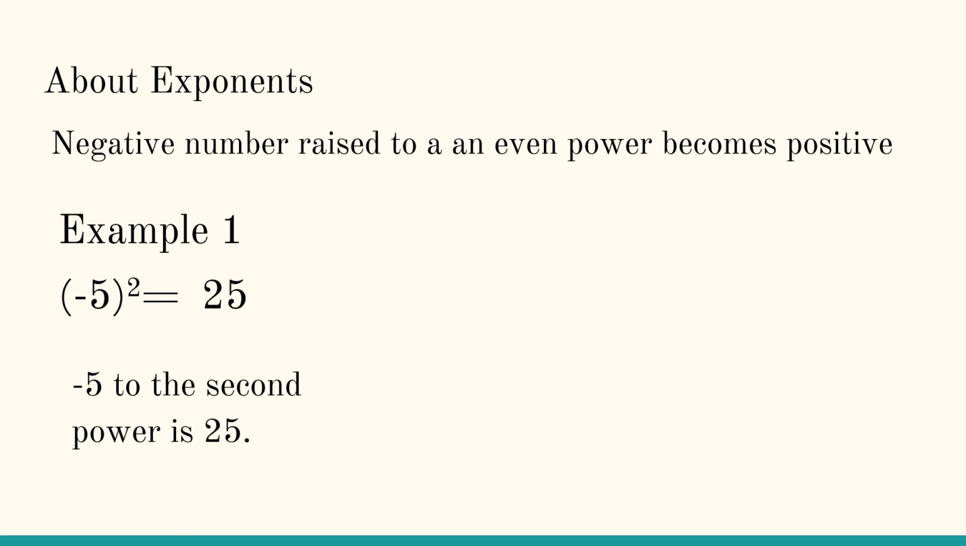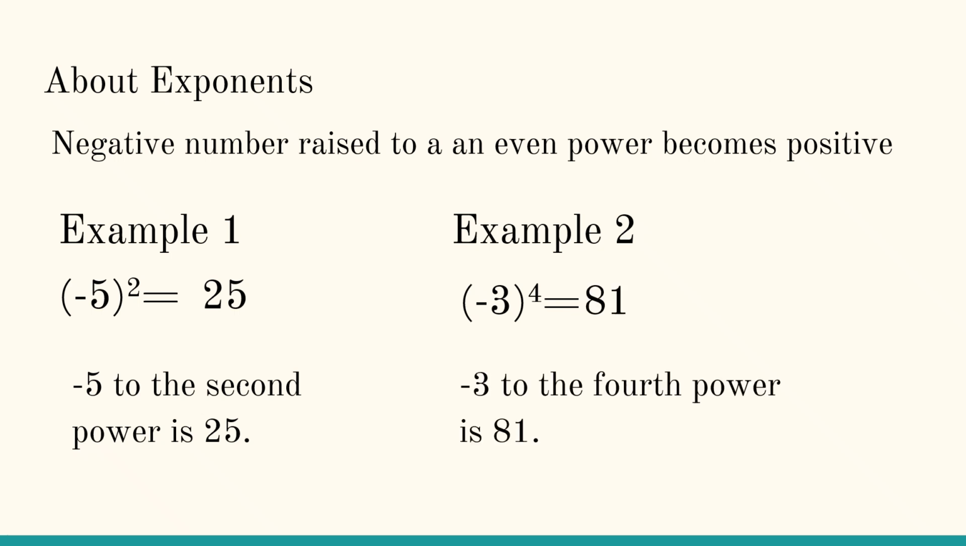Let's go ahead and try another example. Example 2. Negative 3 to the fourth power. So remember, the exponent is even, so our answer is going to be positive. Now we're going to multiply 3 times 3 is 9, times 3 is 27, times 3 is 81. So we're going to have a positive 81. So negative 3 to the fourth power is 81.